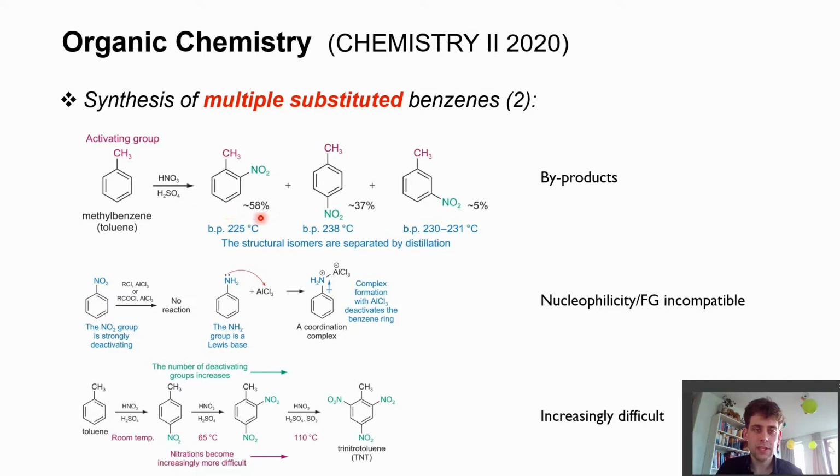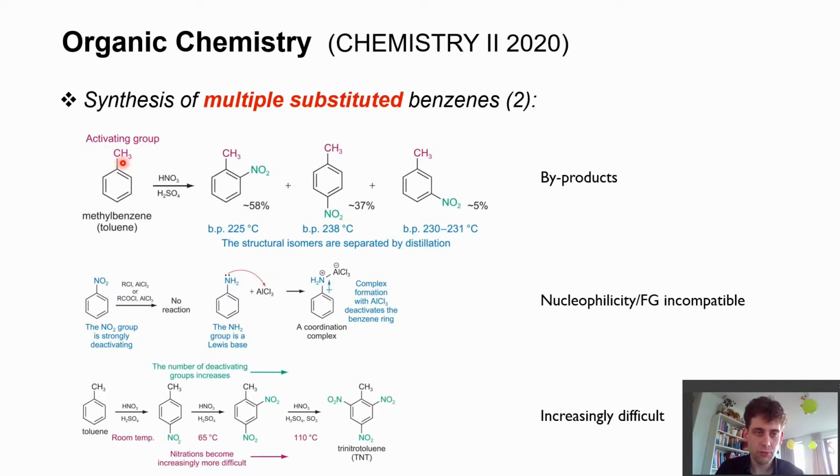And now we see this product distribution here. So we are seeing roughly 60% of the ortho nitro toluene. Then we see roughly 40% in the para position, so the para nitro toluene, and we only see 5% of the nitro group ending up in the meta position. And this is something that we can directly explain with the activating influence.